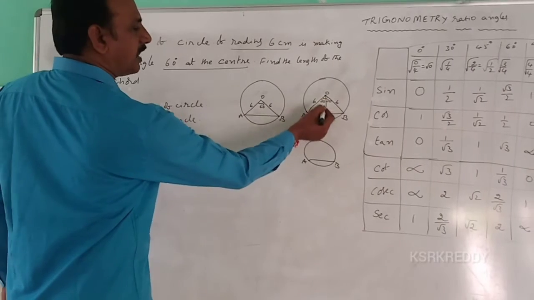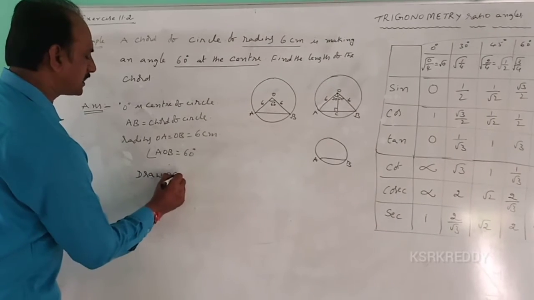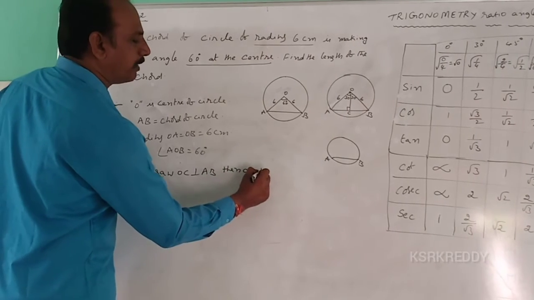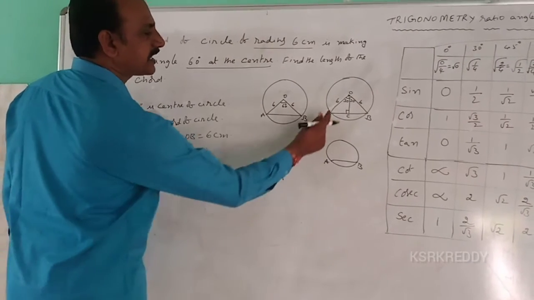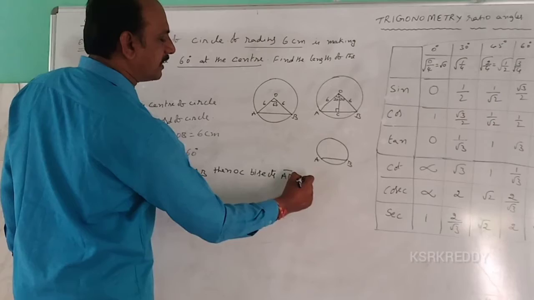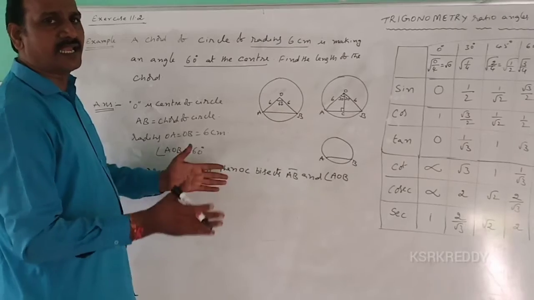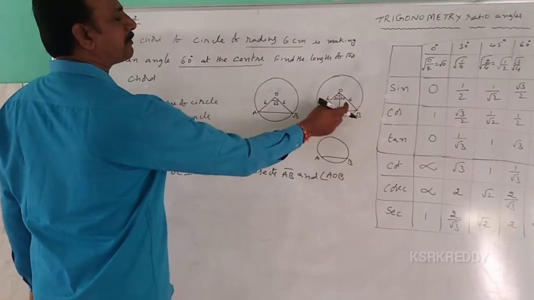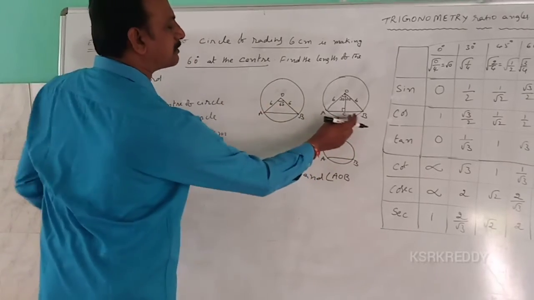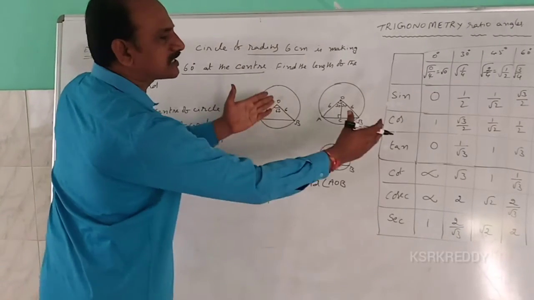Next, draw OC perpendicular to AB. Then OC bisects AB and angle AOB. Bisects means two equal parts, side or angle, two equal parts. OC perpendicular to AB means OC bisects AB. That means AC equal to BC, and the center angle also bisects.